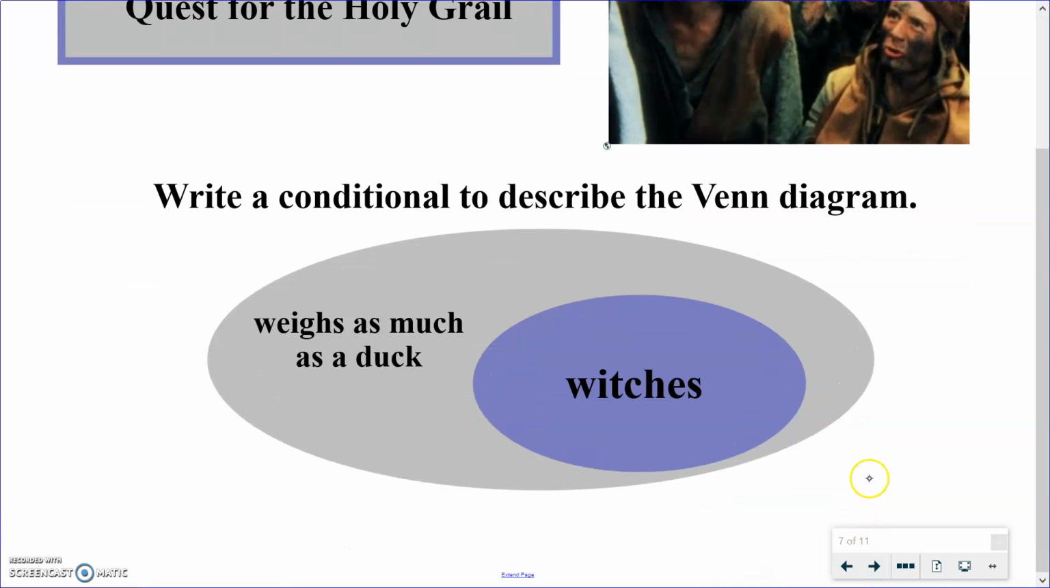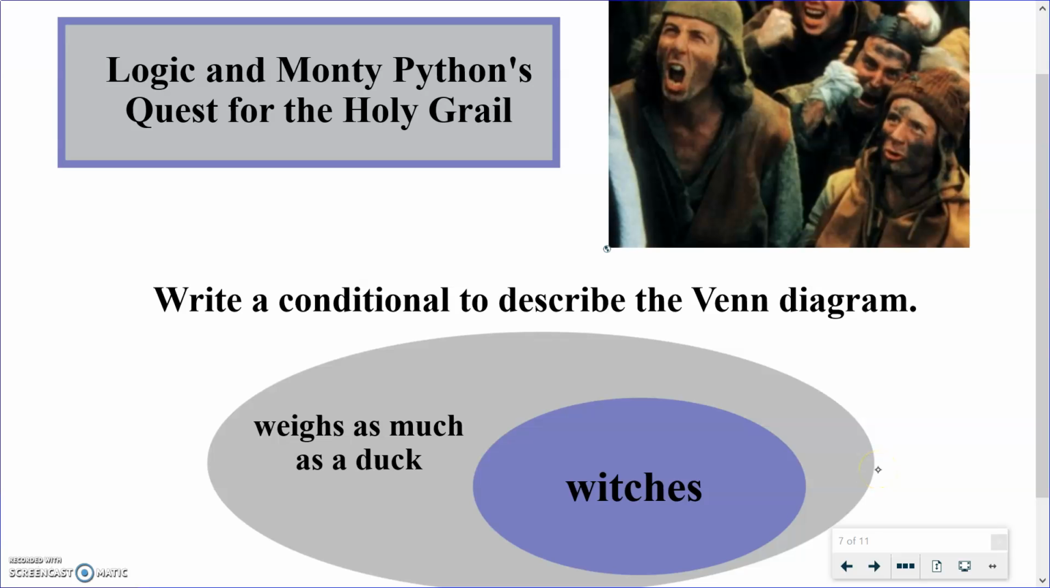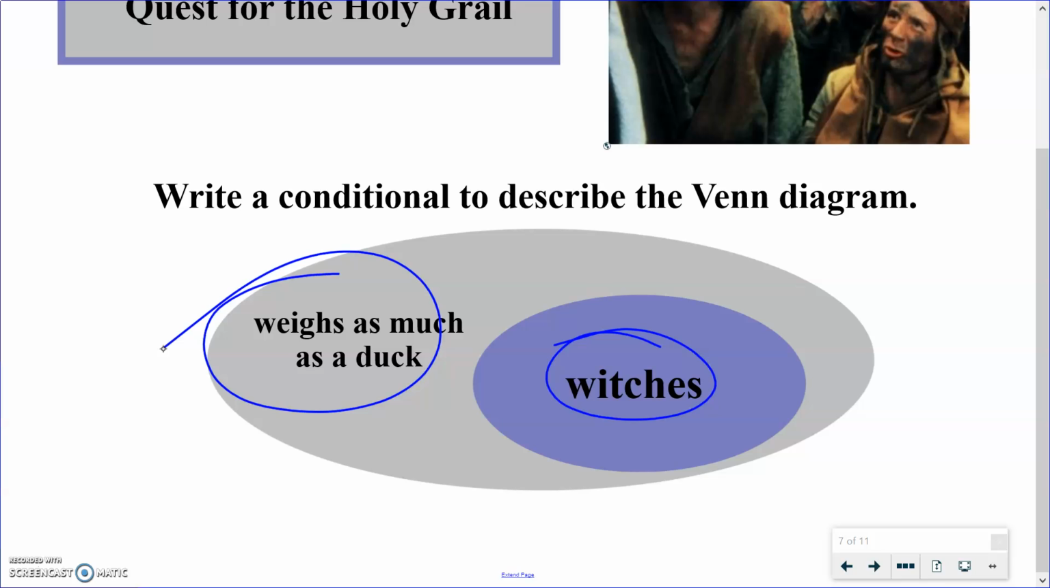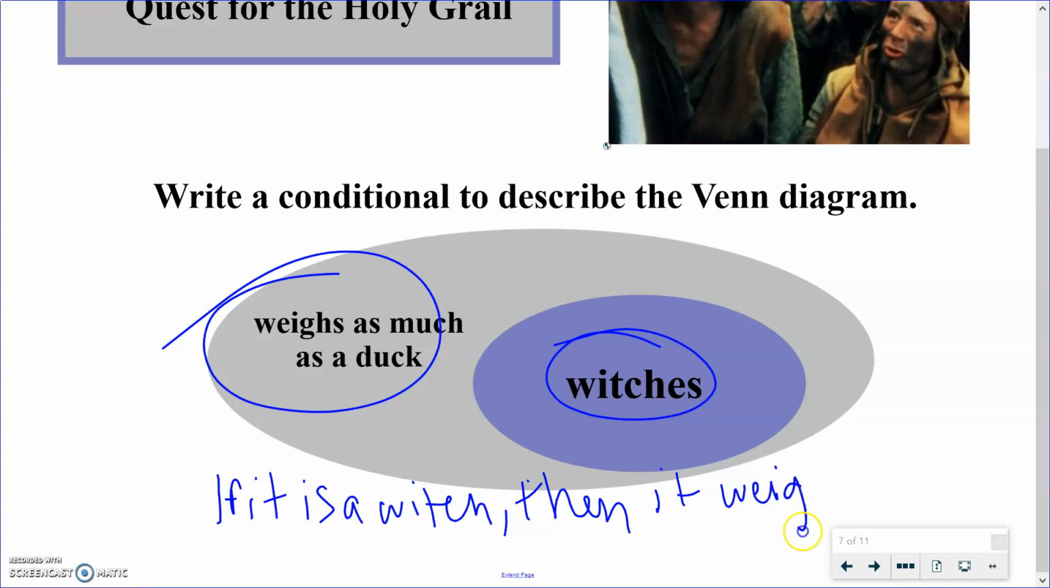We're going to write a conditional statement. If you're a Monty Python fan, this is a great reference. When we write a conditional statement, the if is going to be the most specific, and the then is going to be out here in the outer fringe of the Venn diagram. So this conditional statement that could be illustrated by this Venn diagram would be: if it is a witch, then it weighs as much as a duck.